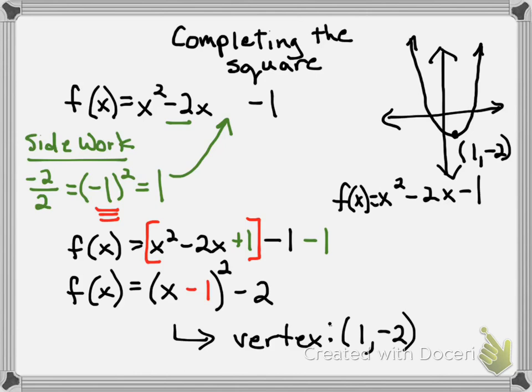But that side work that I have there in green, that's the critical part that you have to get used to. And also this +1, -1, this balancing act of writing new things in the function, but also balancing it, it's a way to manipulate 0 is what it is. So that you have added things while not changing the actual function itself.